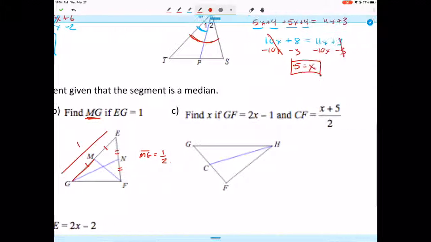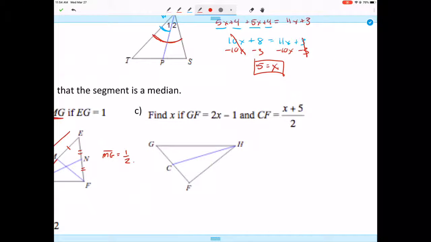Okay, and then here's another problem. So we know that these are congruent. It says find x if GF, this whole thing, is 2x minus 1, and CF, which is just this part, is (x plus 5) divided by 2.